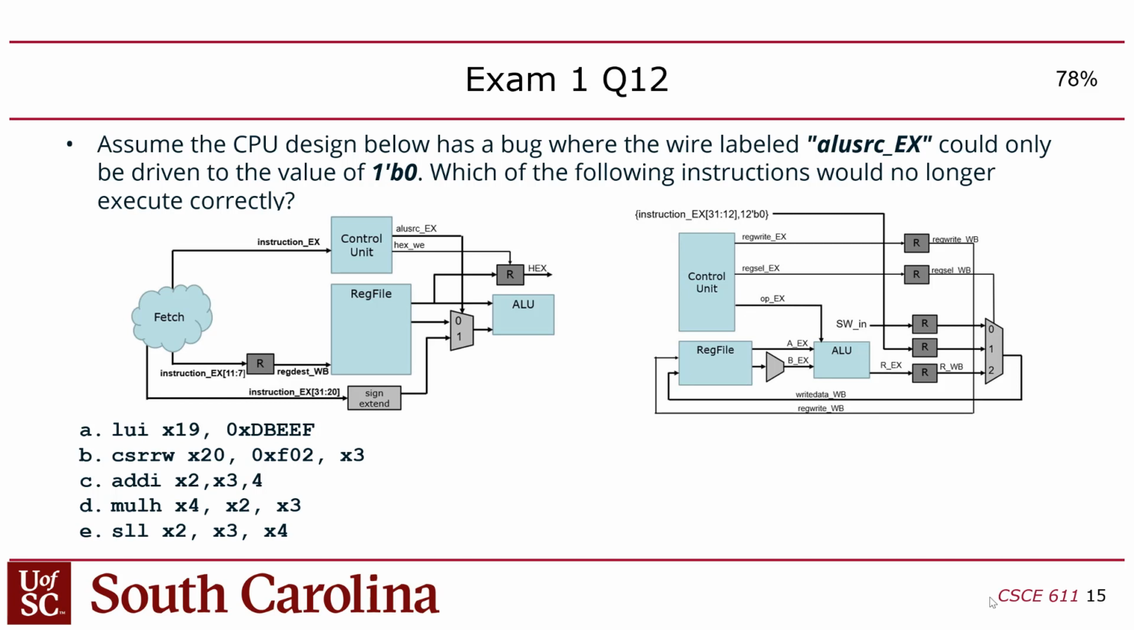So the only instruction that uses this secondary wire, or this secondary data path from the sign extended immediate into the ALU, would be the ADI. So the answer is C. Basically, if that wire were cut, or hardwired to 0, everything would work except that one instruction, or any instruction that uses the immediate.